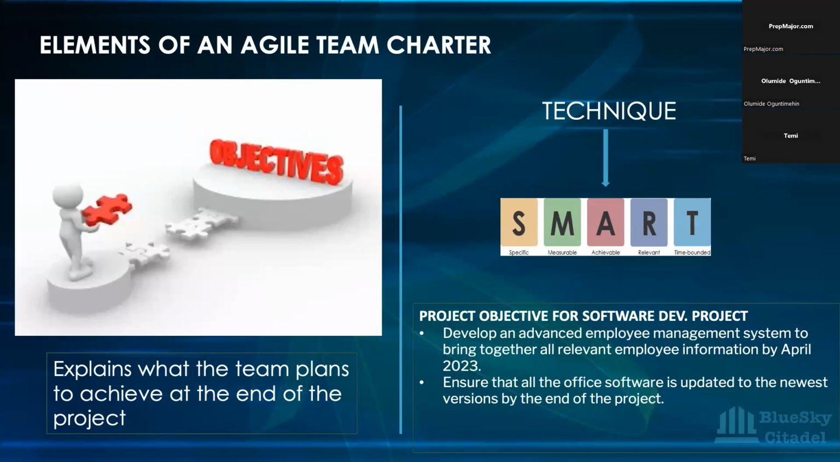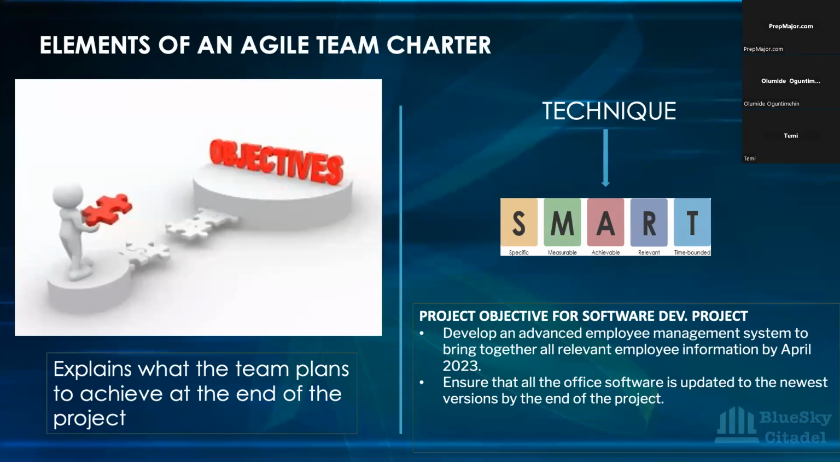So, for example, if your project is based on managing people's information, your objective could be, I'm just saying, we want to develop an advanced employee management system to bring together all relevant employee information by April 2023, or maybe April 2024 or 2022. So there's a time frame for it. It's time bound. It is also achievable, and you can also measure it. You can say, we have 500 employees. We want to be able to bring all their information into one management system. So far we've done 300, we are left with 200. So you can measure your progress over time, but it's also very specific to what your project is about.